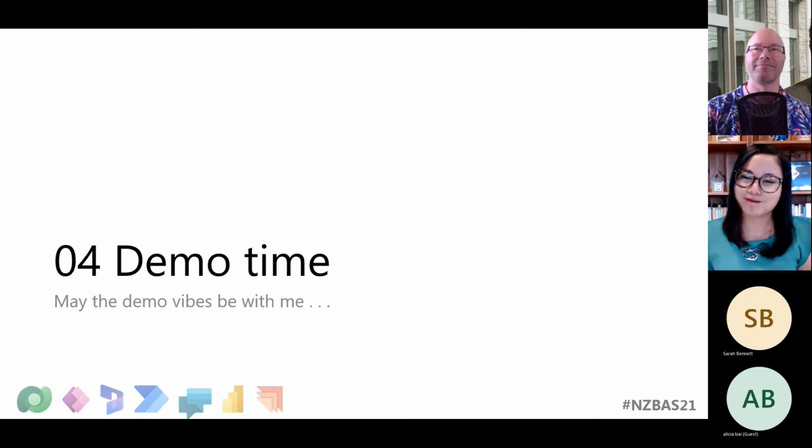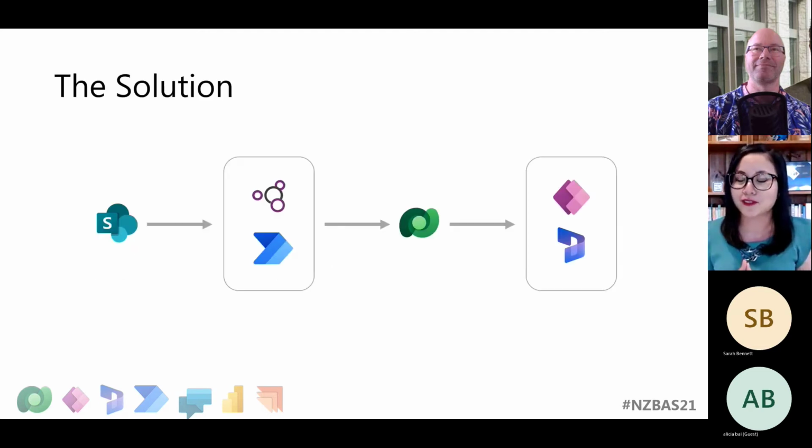Okay, so let's jump into the demo. But before we do that, I want to talk about the solution first, just so that you get an overall picture of how this works end to end. So it's going to start off in SharePoint. SharePoint is where someone's going to upload the claim form, and then it's going to trigger an automation.